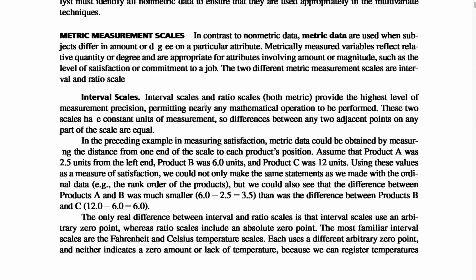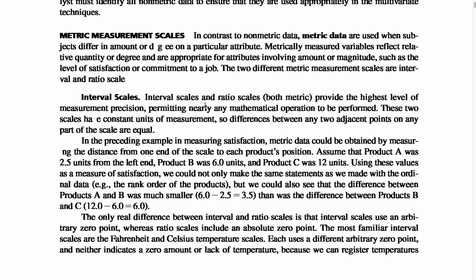First, what is the interval scale? Interval and ratio scales, both metric, provide the highest level of measurement precision, permitting nearly any mathematical operation to be performed. These two scales have a constant unit of measurement, so the difference between any two adjacent points on any part of the scale is equal. In the preceding example, in measuring satisfaction, metric data could be obtained by measuring the distance from one end of the scale to each product position.